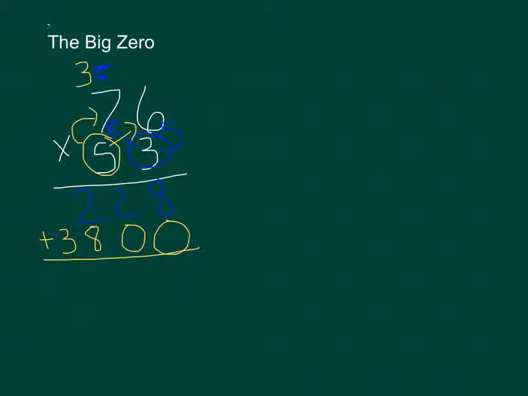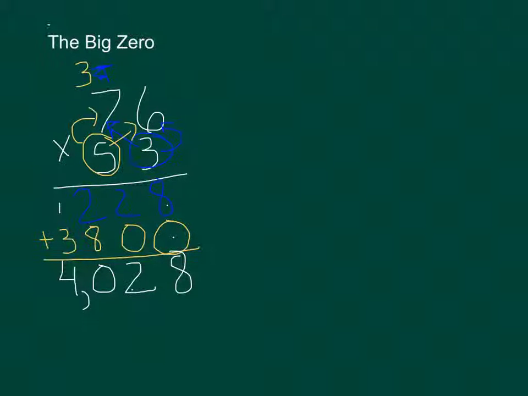So now we find our sum. 8 plus 0 is still 8. 2 plus 0 is still 2. 8 plus 2 is 10. Carry your 1. 3 plus 1 is 4. So the answer is 4,028.